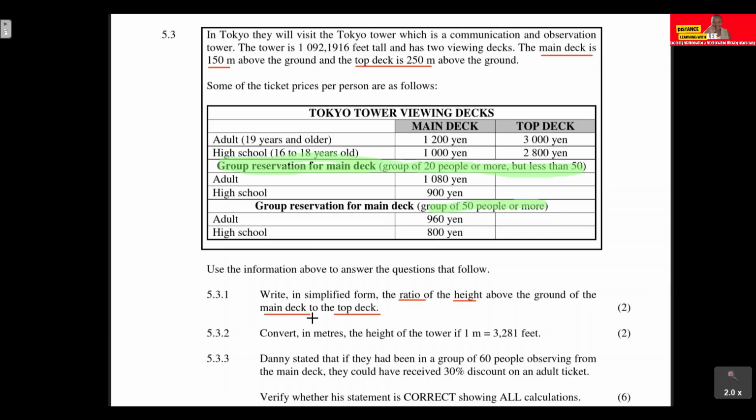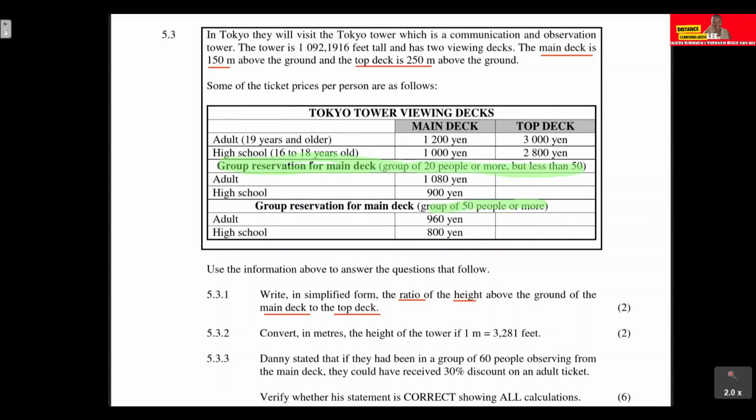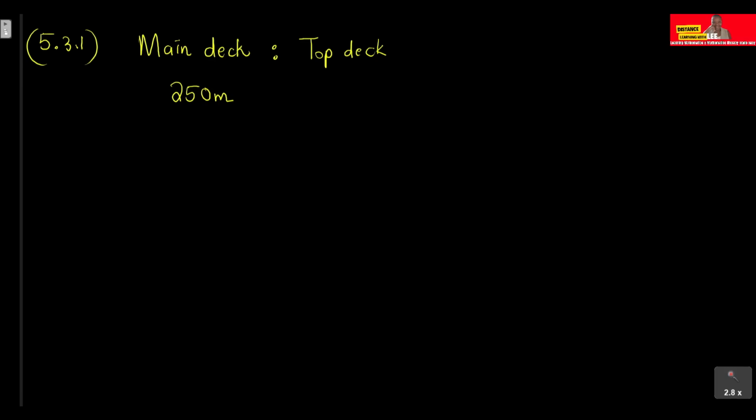Okay, the main deck to the top deck. So we want the ratio of the main deck to the top deck. Literally write it like that. What was the height of the main deck? It is 150 meters. And what was the height of the top deck? It is 250 meters. Okay, so that is our starting point.